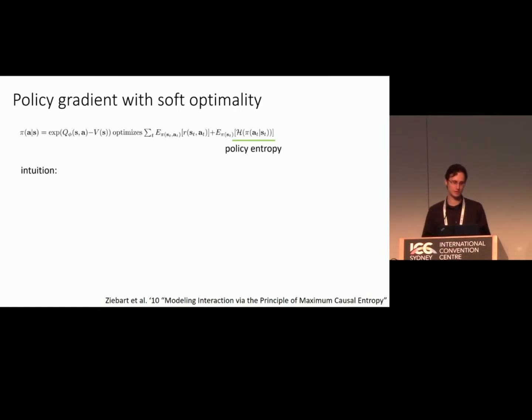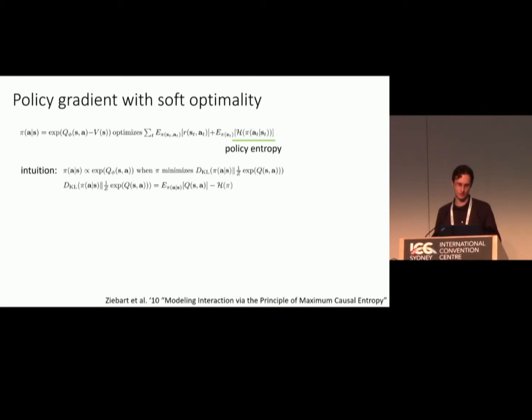The intuition for why this is maximizing entropy is the following: if your policy is proportional to the exponential of the Q value, that means that the policy is basically minimizing the KL divergence between itself and this distribution that's 1 over z times exponential of Q. And when you minimize KL divergence, what you're really doing is minimizing the expectation under pi of negative Q minus the entropy. So that's why choosing your policy to be the exponential of Q is actually maximizing the entropy of your policy.